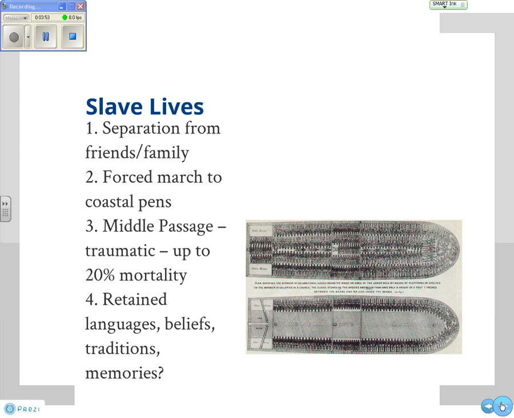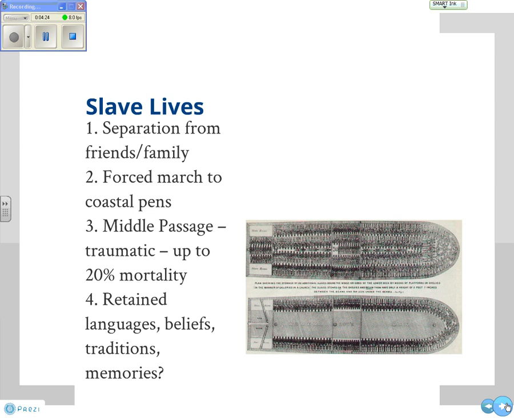There was the Middle Passage. That was the nickname given to the passage from Africa to the Americas on the boat. It was called the Middle Passage because the first passage is being taken from your village to the port. The second passage is taken on boat, and the third passage is from the port where you're dumped off in the Americas, taken on to the slave plantation itself. The Middle Passage was very traumatic, with up to 20% mortality.